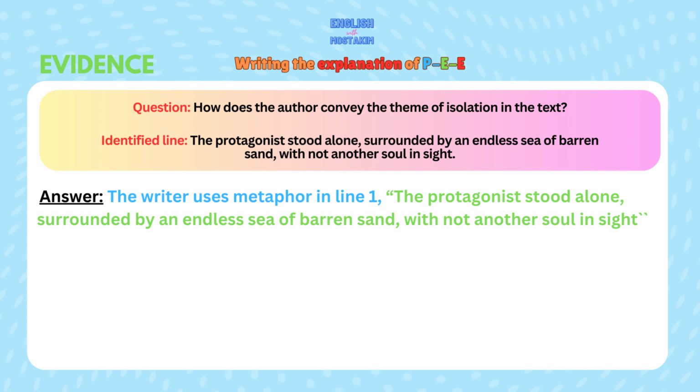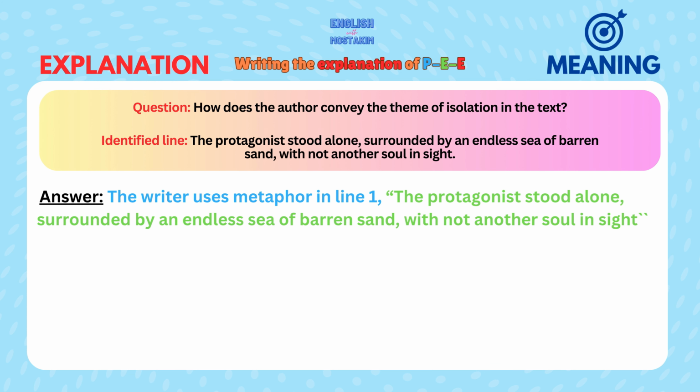Now, after we are done with that, we will move on to the explanation. So the first part of the explanation that I will be answering is the effect and meaning part. So firstly, I will write down the meaning of the line that the writer was trying to make. So here the writer basically describes the setting of the desert using a metaphor by comparing it with a sea of barren sand, endless sea of barren sand. So the meaning here is the writer uses this line to describe the setting of the desert.